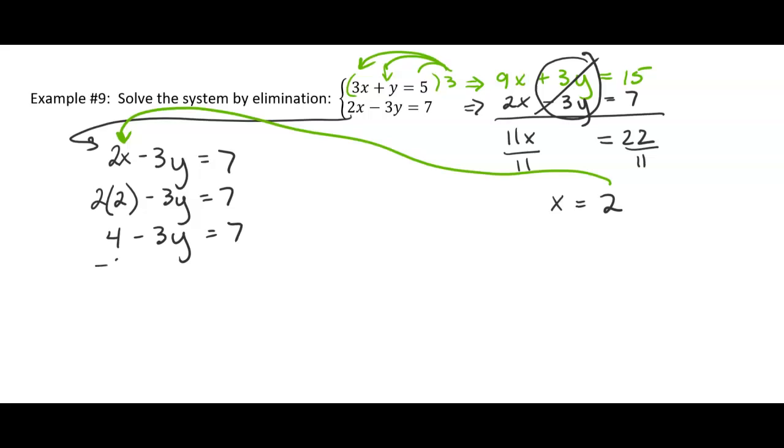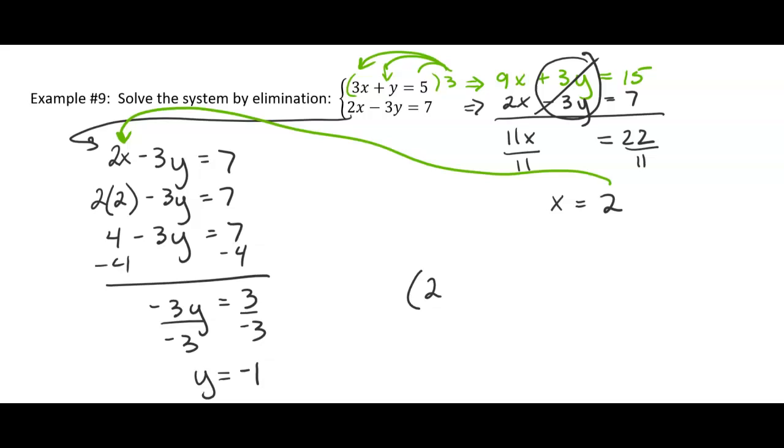And then we subtract 4 from both sides. We get negative 3y equals 3. So I'm going to divide both sides by negative 3. And I get y equals negative 1. And so my answer is an ordered pair, x comma y, 2 comma negative 1.